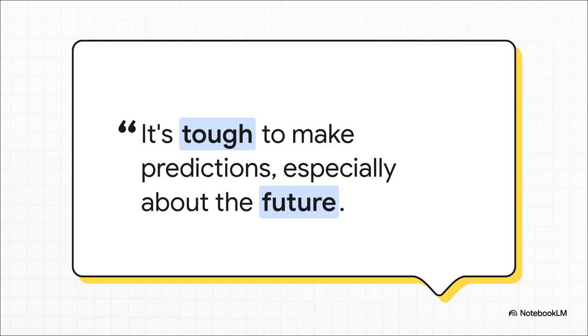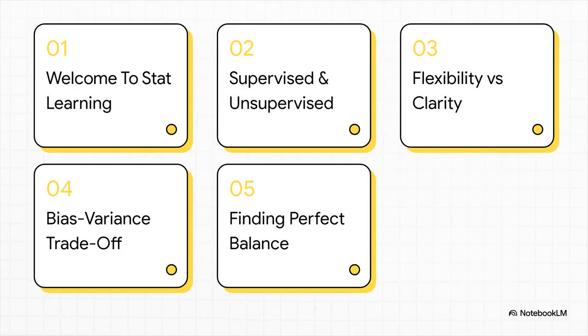But before we get too confident in our mathematical superpowers, we really have to acknowledge this classic quote from baseball legend Yogi Berra. It's tough to make predictions, especially about the future. It just perfectly captures the ultimate challenge we face as data detectives, right? Because modeling the past, that's relatively easy. But accurately predicting the future is notoriously difficult. So our whole goal today is to understand exactly why that is, and the specific strategies we use to actually overcome it.